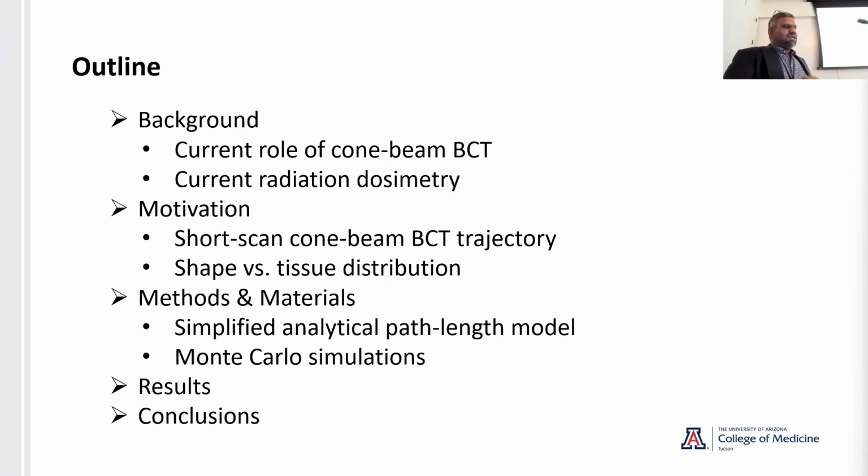And then we'll have a little discussion about a simplified analytical model that looks at the path length variation with projection angle. And most of it, the results are all from Monte Carlo simulations.